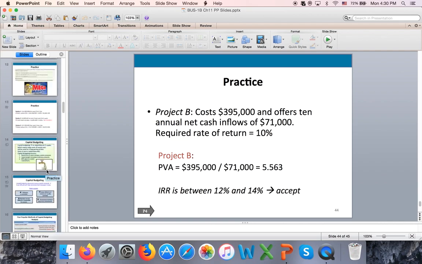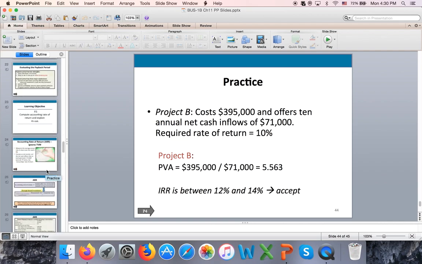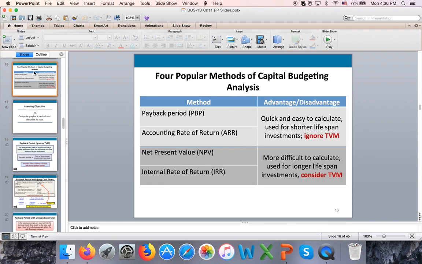Again, I want to summarize that in this chapter, we looked at 4 different methods of capital budgeting analysis, long-term decisions. The first 2 methods ignore time value of money, so they were short and easy, but not perfect: the payback period and the accounting rate of return. The third and fourth methods were a little bit more difficult to calculate. We had to use present value tables. They consider the time value of money, and the names of these methods are the net present value method and the internal rate of return. Thank you so much.